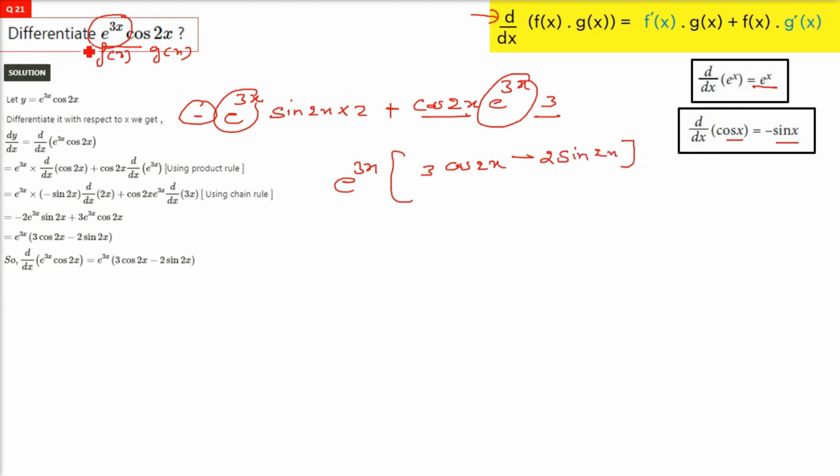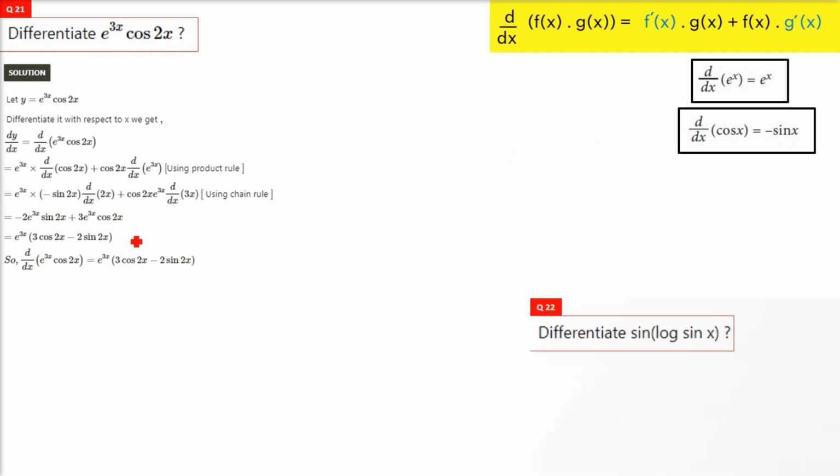So here we have applied the product rule and the chain rule. We know the differentiation of e to the power x and cos theta, so 2x and 3x both also have to be differentiated as per the chain rule.